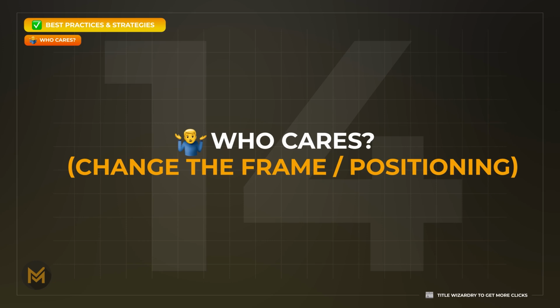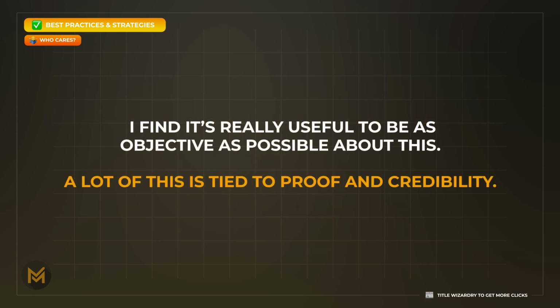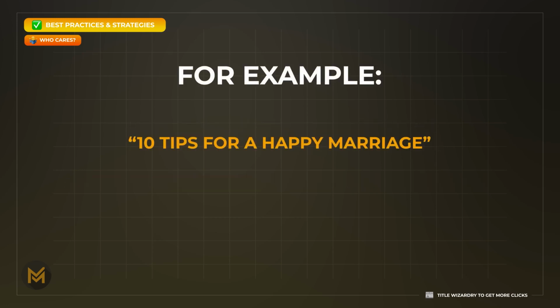Strategy number 14, the who cares test. Change the frame or positioning. Always be brutally honest when you read your title, and ask, who cares? Meaning, who cares about hearing this particular topic or title from you? I find it's really useful to be as objective as possible about this, because a lot of this is tied to proof and credibility. So an example, 10 tips for a happy marriage.